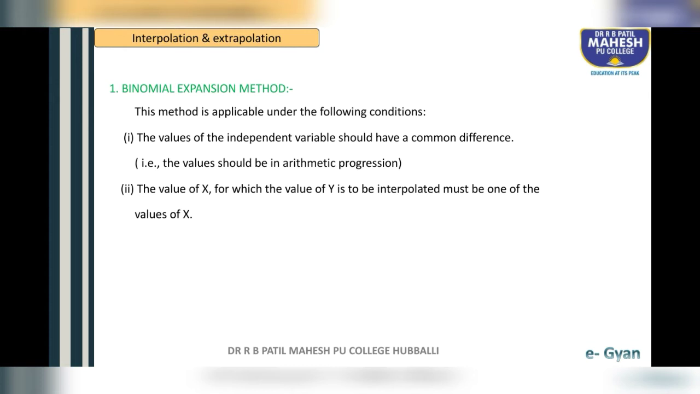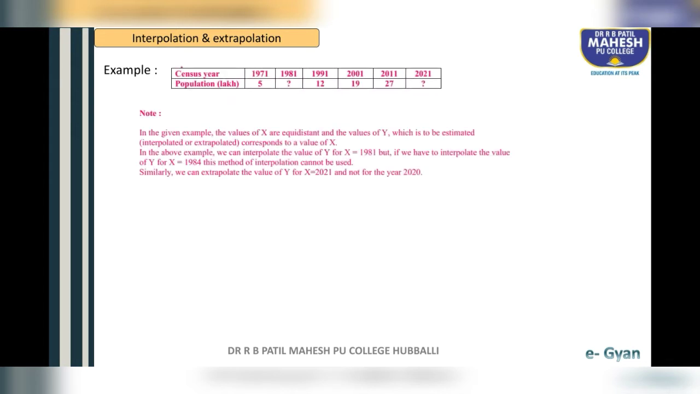So these conditions are also very important. It can be asked for 2 marks. So let us see the example here. In the first column, census year is given: 1971, 1981, up to 1991, 2001, 2011, 2021. In the second column, population. For 1971, population is 5 lakh, 1981 missing. Here 1981 is missing and 2021 is missing.